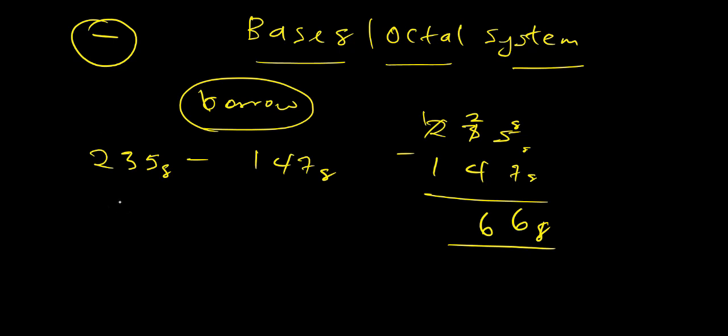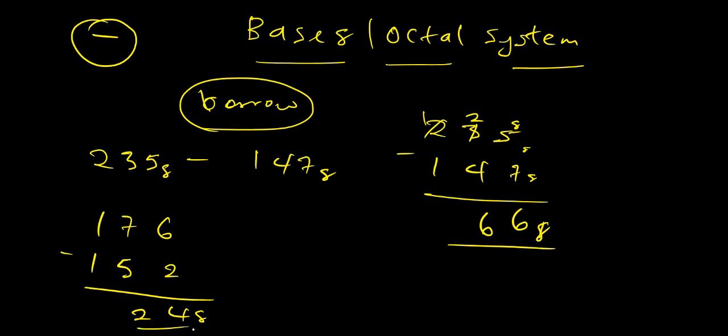Let's have another example. So there are also examples where you don't really have to borrow. So we have 176 minus 152. There is no need to borrow, so you can just simply solve like a regular subtraction. So we have 6 minus 2 is 4, 7 minus 5 is 2, 1 minus 1 is 0. So we have 24 in base 8. Always remember to include the base and try not to make it as big as mine, make it small by the side.